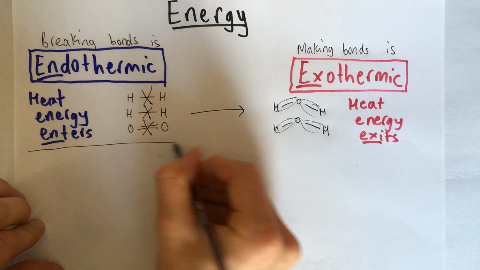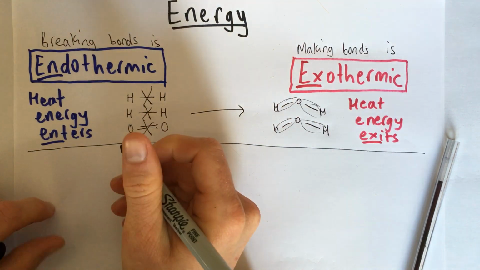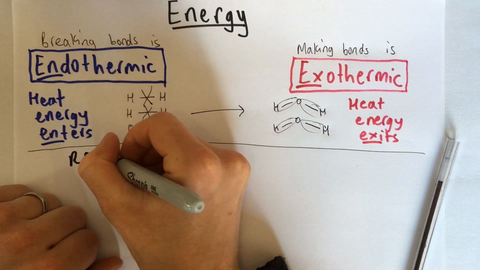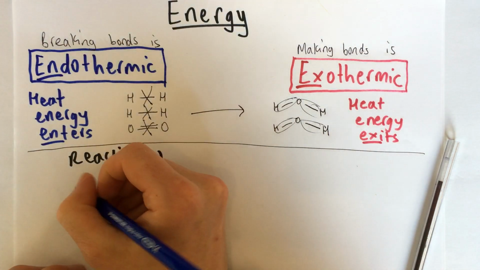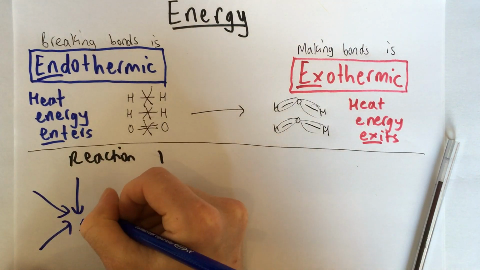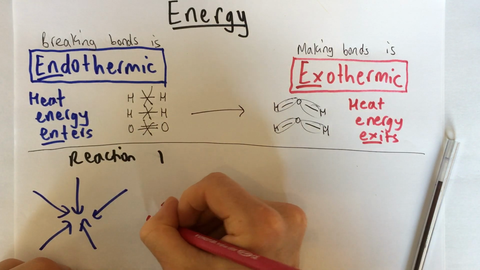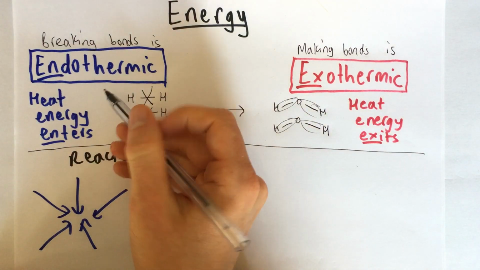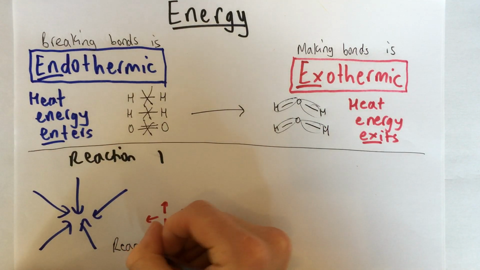And a reaction will overall be either endothermic or exothermic, and it depends on the balance between the energy it takes to break the bonds and the energy that's given out when you make new bonds. So I'll give you two examples. For reaction 1, let's say this is a reaction where to break the bonds we've got to put a lot of energy in. But when we make the new bonds, it only gives a little bit of energy out. Quite clearly, overall, this is going to be an endothermic reaction, because overall energy is being put in.